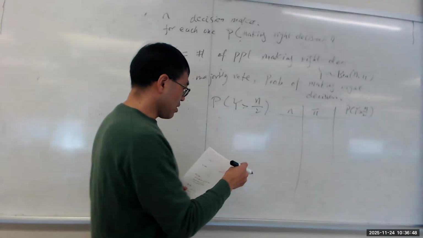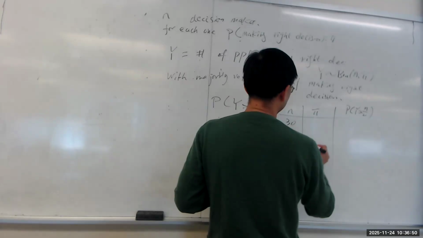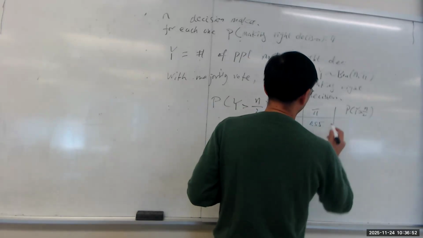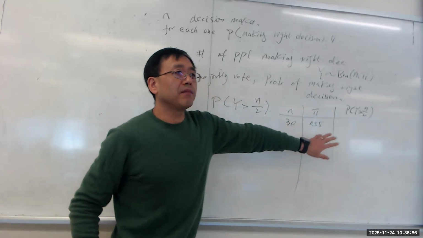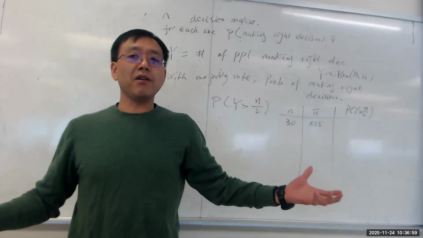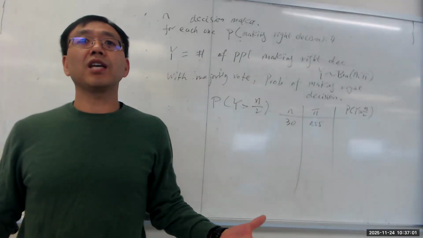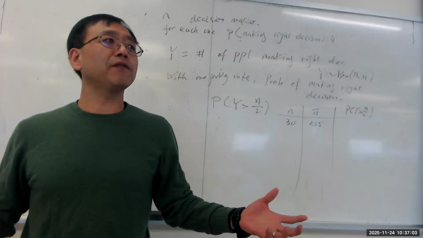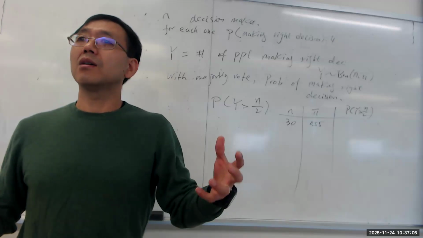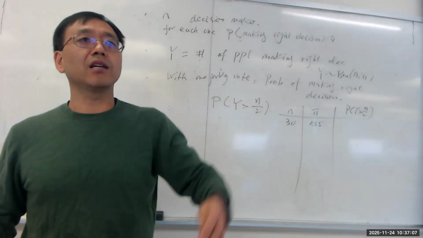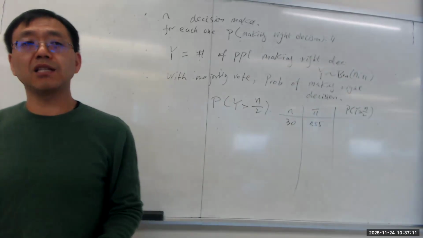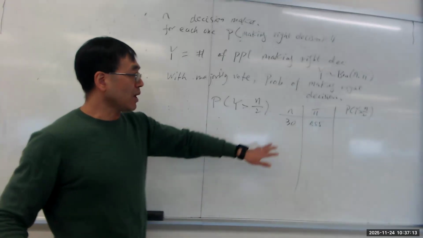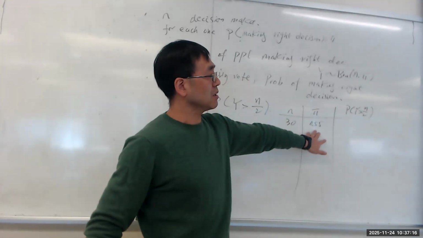If n is 30 and pi is equal to 0.55, this basically means each one of them is not a good decision maker, because they only make the right decision with a 55% chance, right? It's only barely higher than guessing. Guessing is like a 50% chance, right? So each one of them has a 55% chance.